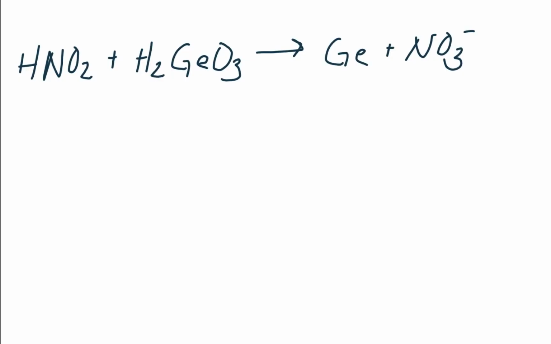Here is a reaction equation showing two half reactions. Let's balance this reaction. First we'll do it by the acidic method, and then we will expand that to the basic method. The first thing we need to do is determine what's being oxidized and what's being reduced.